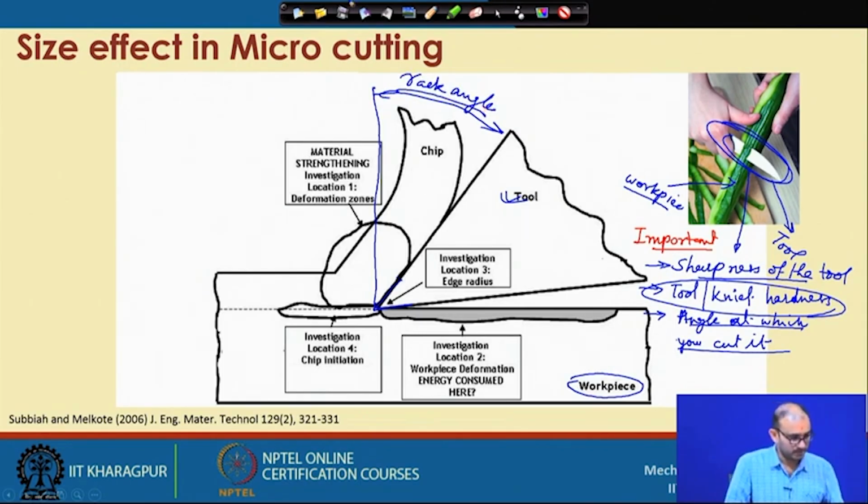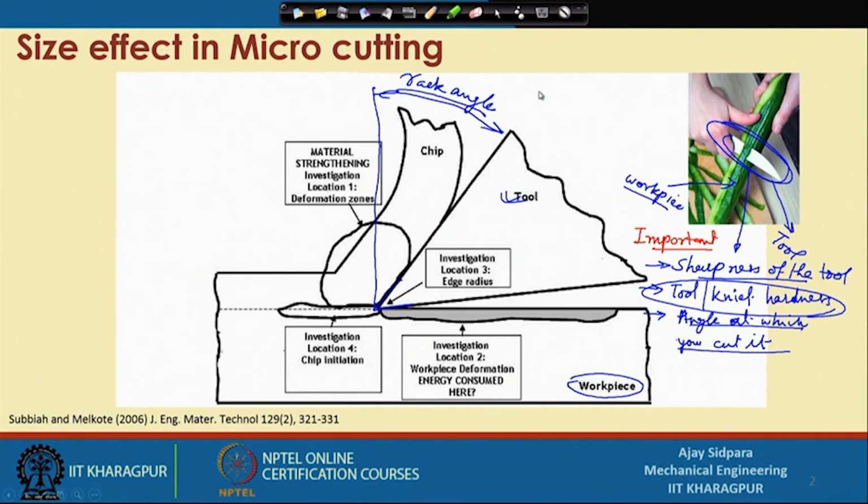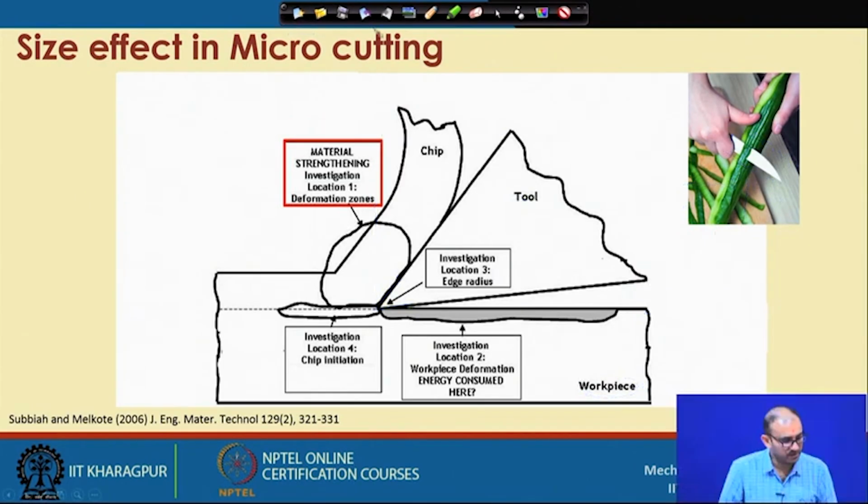Right. Now let us see what are the things where we have to pay more attention. The first thing is the deformation zone. So, let me clear this part. This is the first thing. Now, what is that? This is the zone at which our material is going to deform. So, what are the important things here?